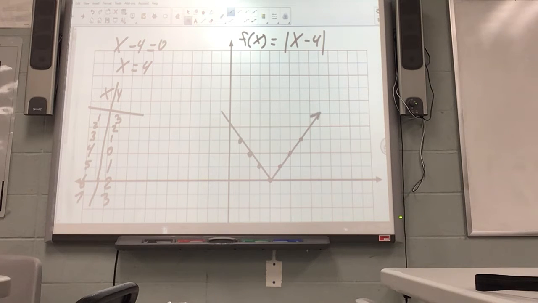Okay, so what we know already, you're gonna be asked, and you now can say that the vertex of that, right there at that center point, is (4, 0). So now let's also label our domain and our range. Alright, so domain, go ahead.